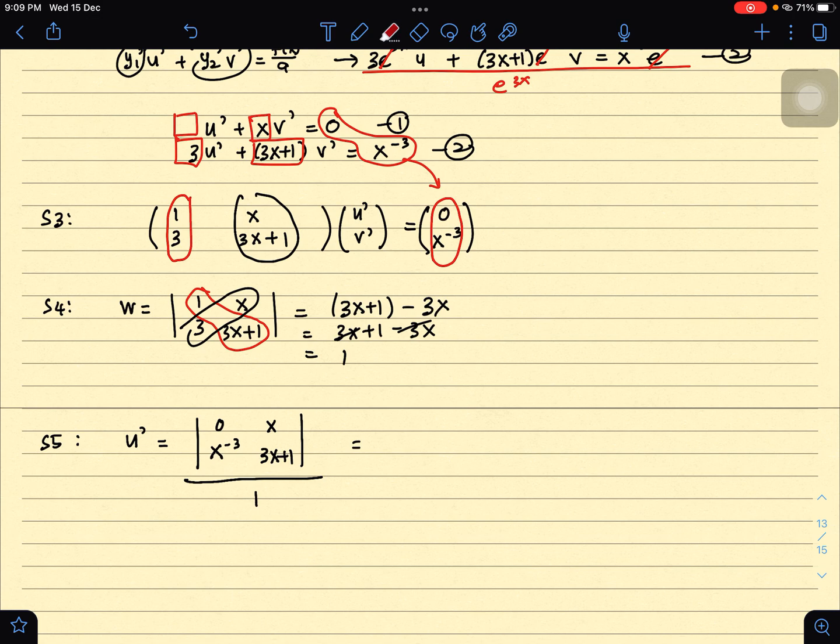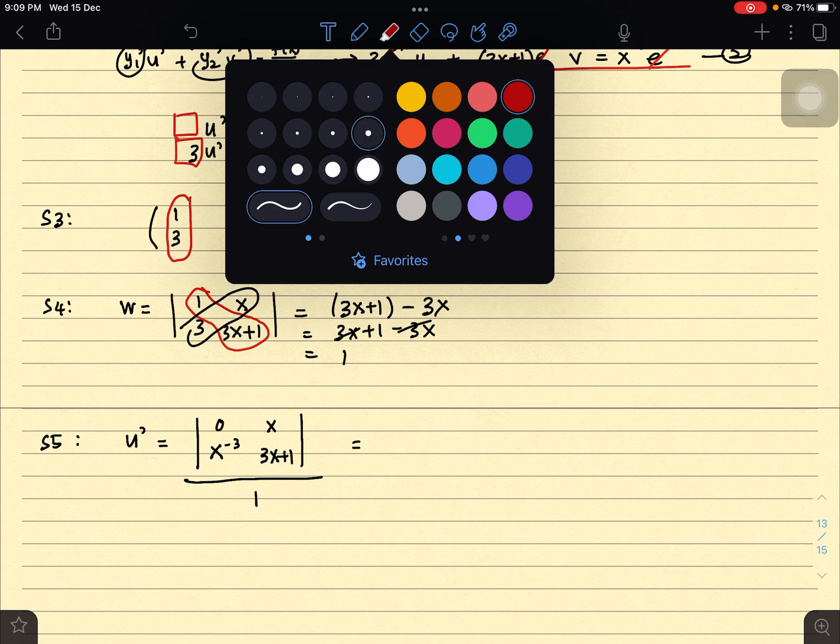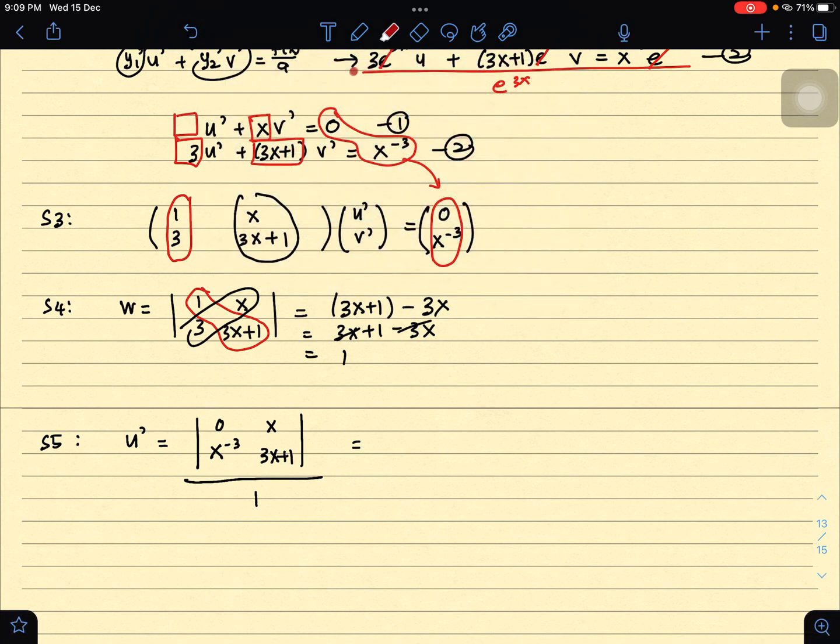So kita cari determinant dia. Nak cari determinant dia, yang ni darab dengan yang ni, kosong darab 3x tambah 1, kosong, tolak. Okay, yang ni darab dengan yang ni, x darab x negatif 3 dapat x negatif 2. X negatif 3 darab dengan x, so dia jadi x negatif 3 tambah 1, jadi negatif 2 lah. Okay, bahagi dengan 1. So kosong tolak x negatif 2, negatif x negatif 2. So ini adalah awak punya u prime.